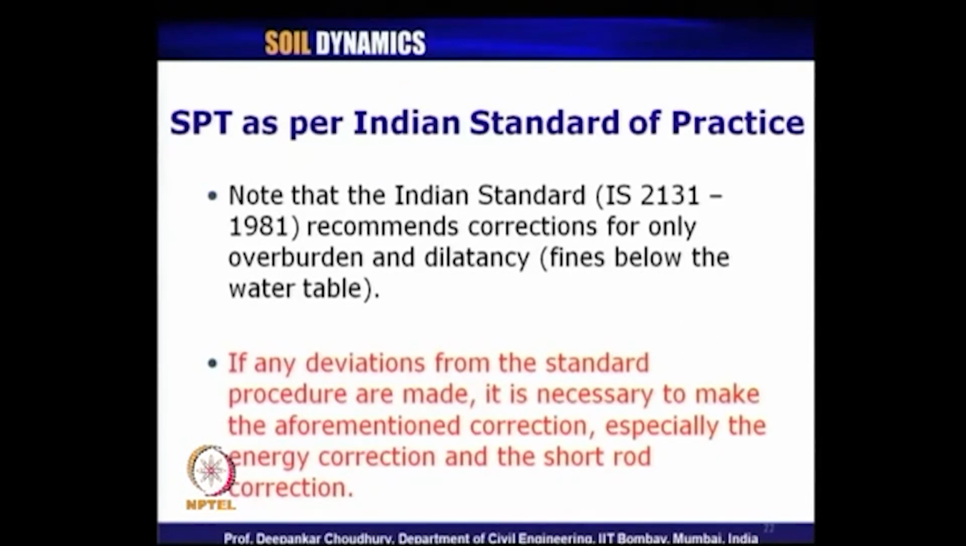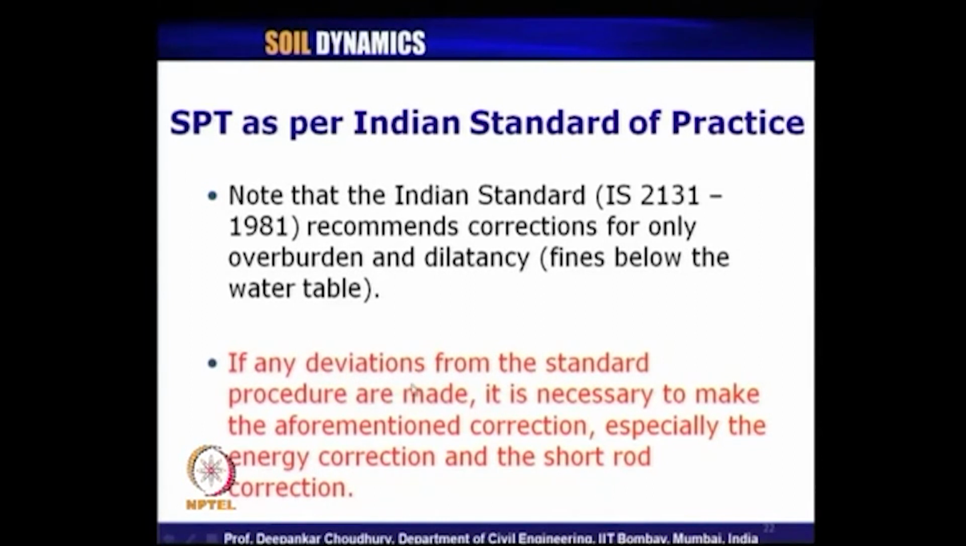Now, what are the correction factors mentioned in the Indian standard of practice for the SPT test? IS 2131 1981 recommends 2 corrections for the SPT test. Those are overburden correction and dilatancy correction. Dilatancy correction is for fines below the water table.